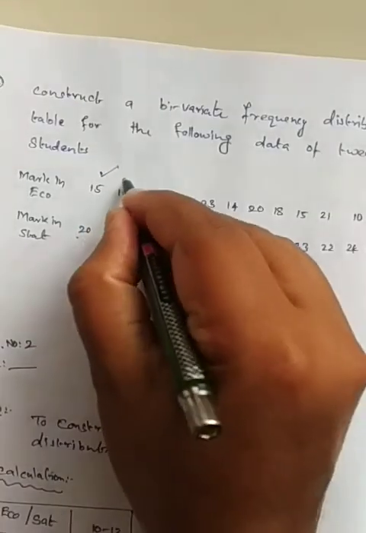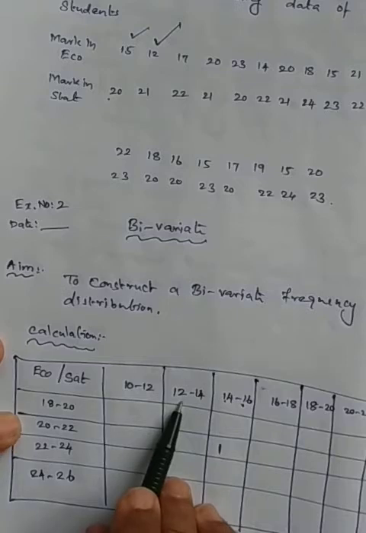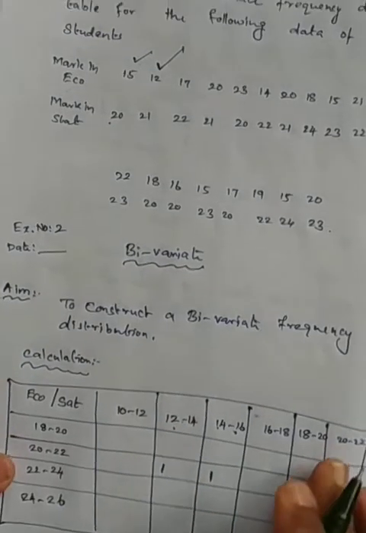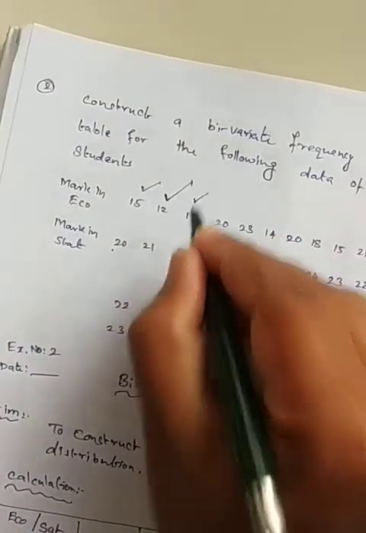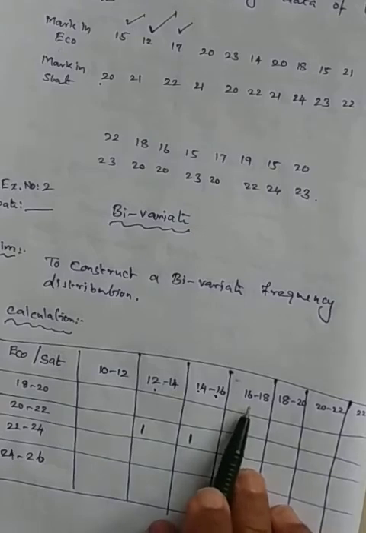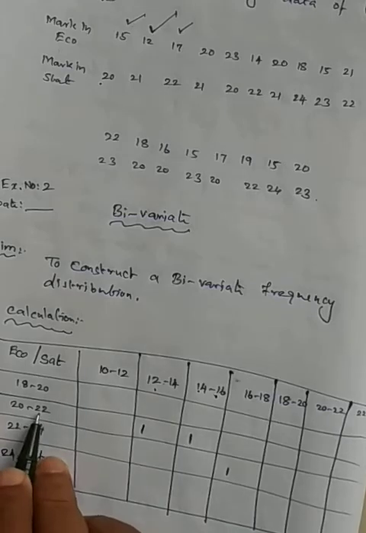Next one 12, 21. Where is 12? Here is the 12, economics marks. 20 is where? Here. So therefore here one line. Next one 17, 22. Where is 17? Here. 22 is here. So it's minimum. Here also, don't take the upper, take the lowest.